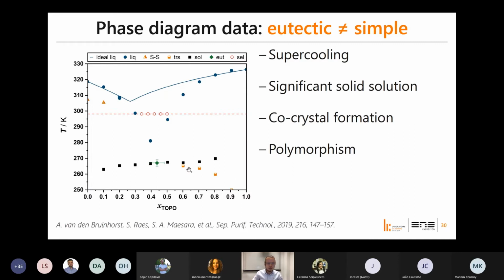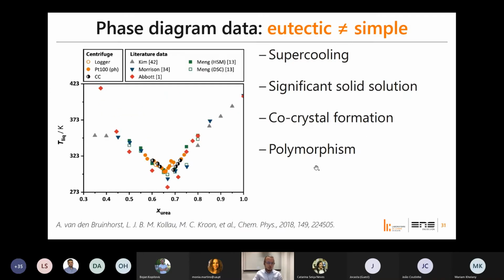And as you can see, the solidus phase boundary is not flat over the whole composition range. And this can also affect the shape of the liquidus phase boundary, also in terms of describing it thermodynamically. So this can give you some weird results as well.